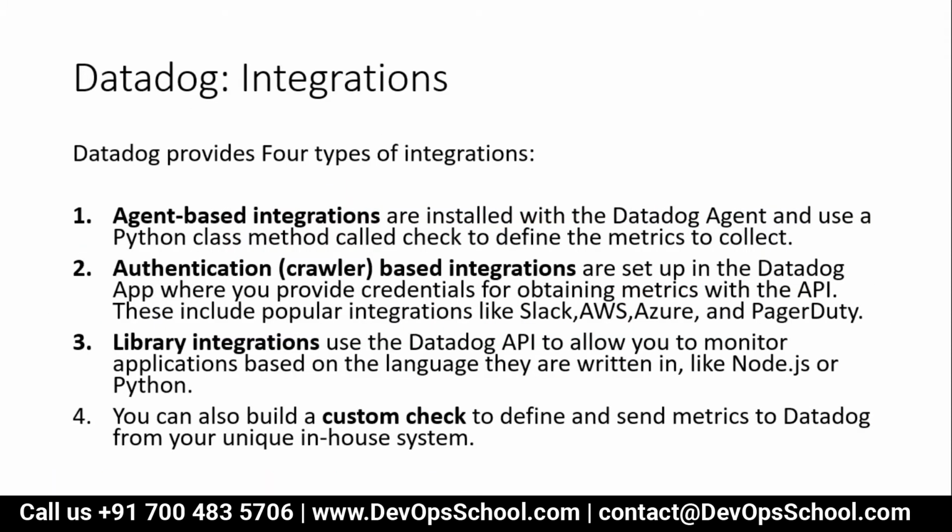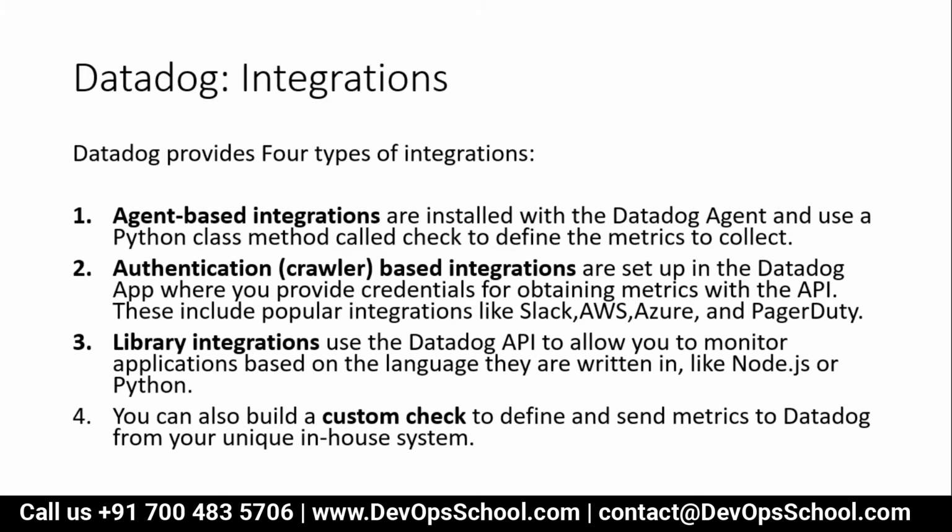Now, Datadog provides four types of integrations. One is the agent-based integration. Agent-based integrations are installed with the Datadog agent only and use a Python class method called check to define the metrics to collect. So all the agent-based integrations you get along with the agent. If you remember, in conf.d we had a directory with multiple integrations automatically available. You just have to enable them and get started.